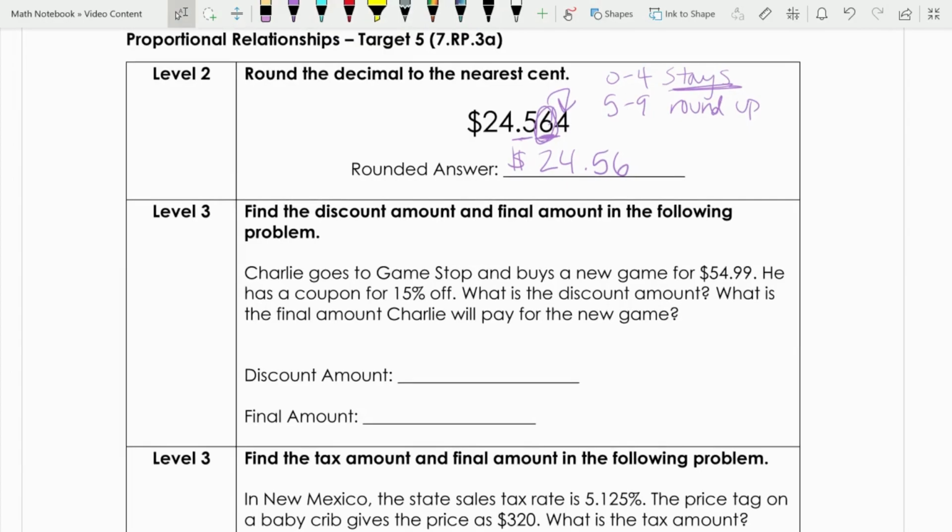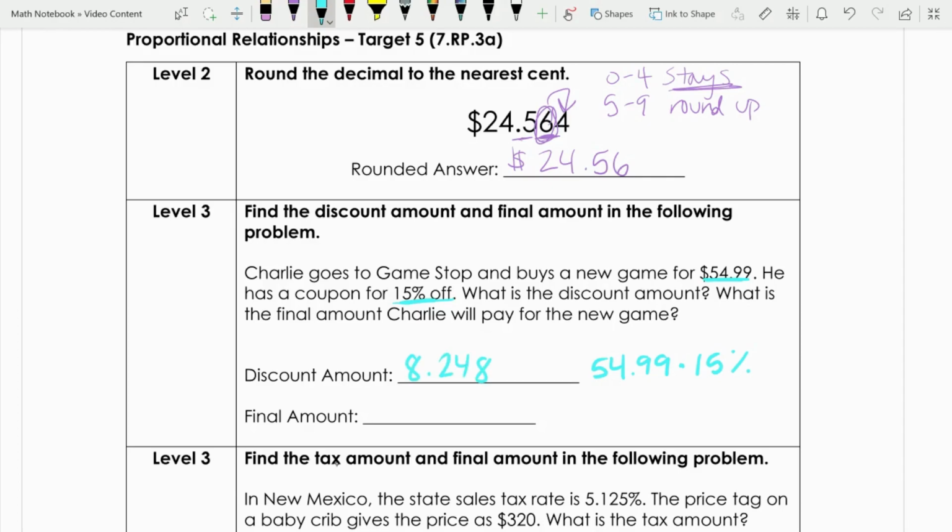Our first level 3 was find the discount and the final amount. So it says Charlie goes to GameStop and buys a new game for $54.99. He has a coupon for 15% off. What is the discount and what is the final? So in order to find the discount, we're going to take $54.99 times 15%. And when we do that, you get this decimal.